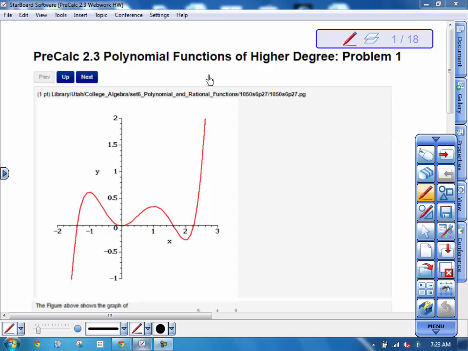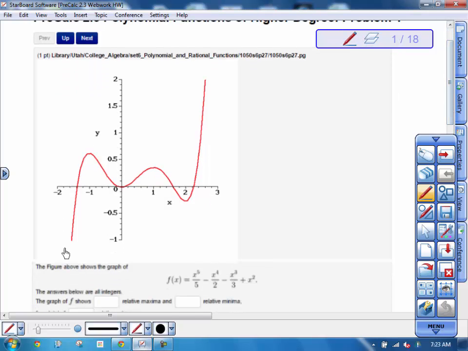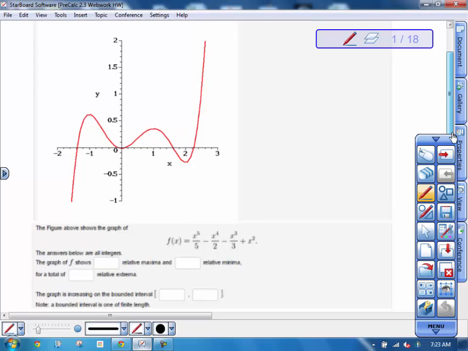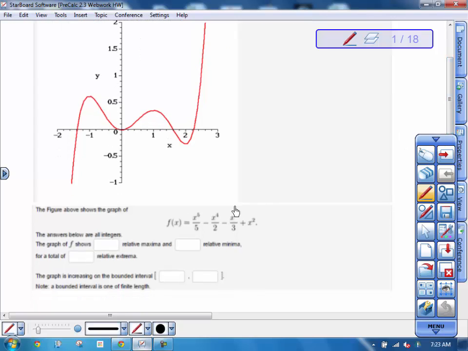All right, this is 2.3 homework. First problem gives us this polynomial. Looks like a fifth degree polynomial. And they want us to answer this question. Here it is right here.